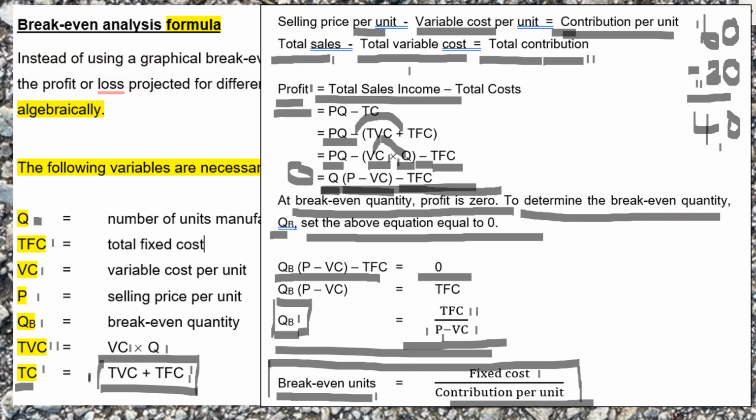For a business to break even, the question is how many units need to be sold or produced, and that is the formula. Break-even units is equal to fixed cost divided by contribution per unit, and that's our contribution per unit there in this example, per unit. That's how it was calculated. But if you remember that formula, you're going to be able to calculate the number of units that need to be produced or sold in order to break even.